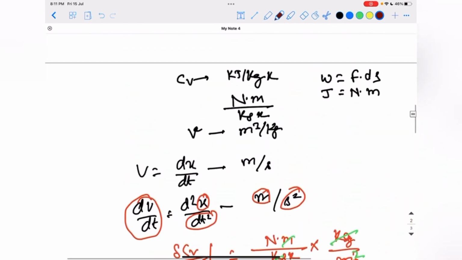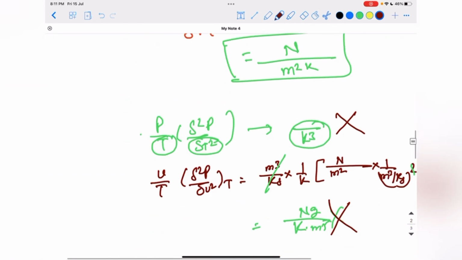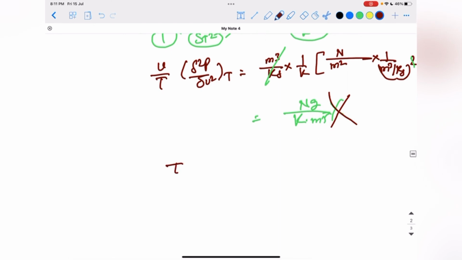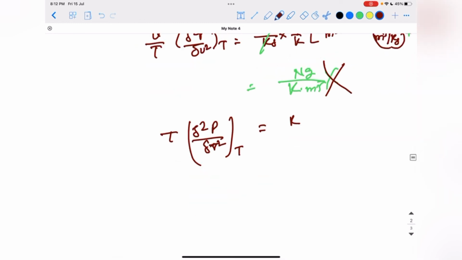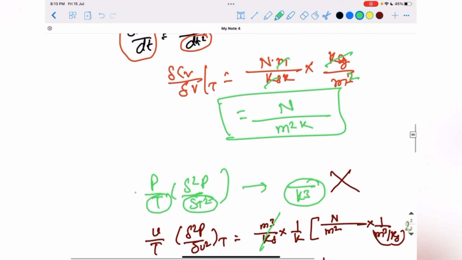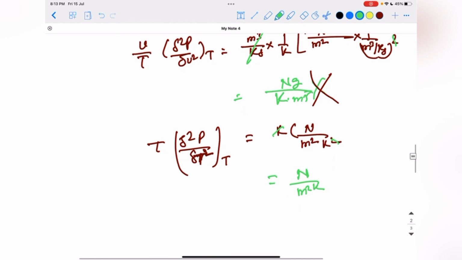Now moving on to the third option. T del 2p over del V2 at constant temperature. Now this has a unit of Kelvin. Now this is Newton per meter square, and this is Kelvin square. So these two get cancelled, and you will get Newton per meter square Kelvin, which is the same as this. Now you got your correct answer.